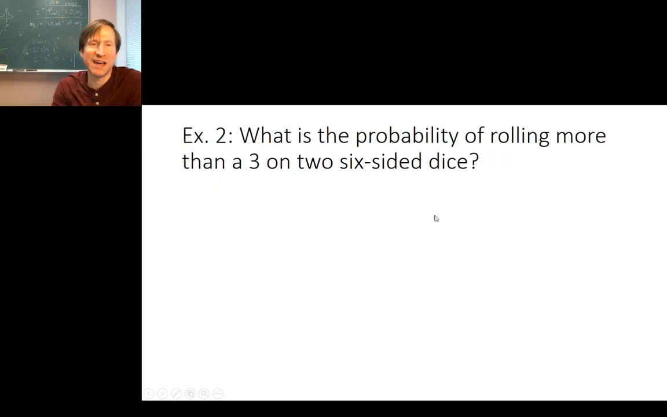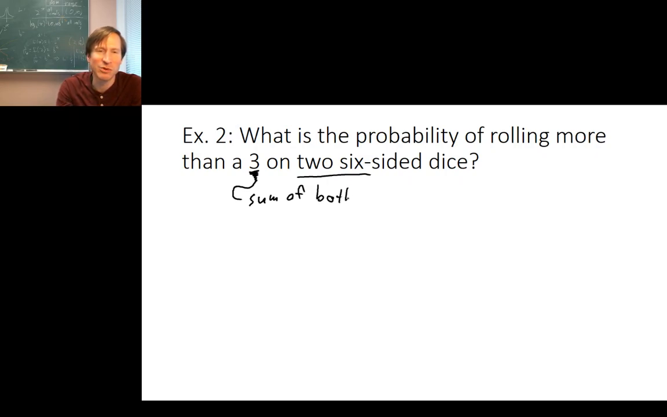All right, let's have a look at another example. What's the probability of rolling more than a 3 on 2 6-sided dice? And since we're rolling 2 6-sided dice, there are a couple things we should worry about. One is, what is the state space? And the other is, what is the 3? This 3 here is really the sum of the outcomes on both dice. So we're rolling 2 dice, and we're going to add the results together.